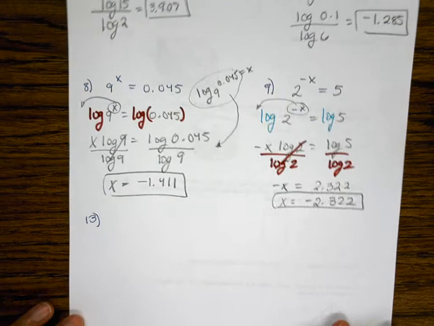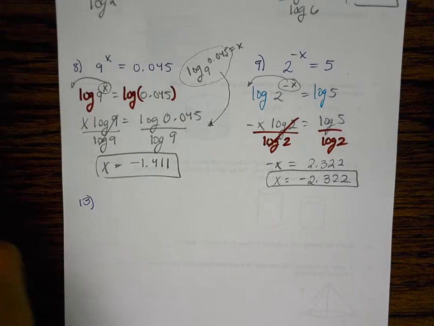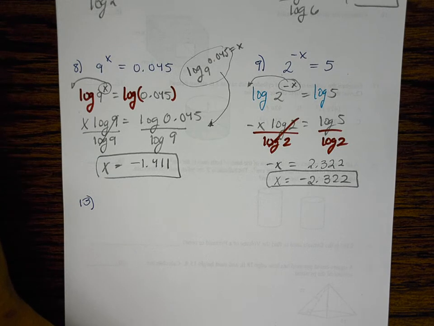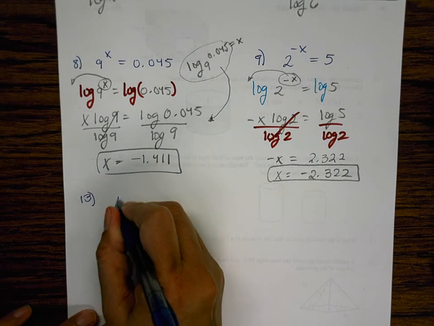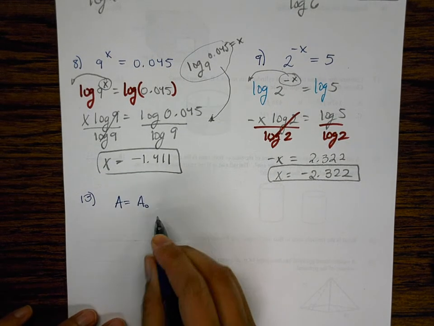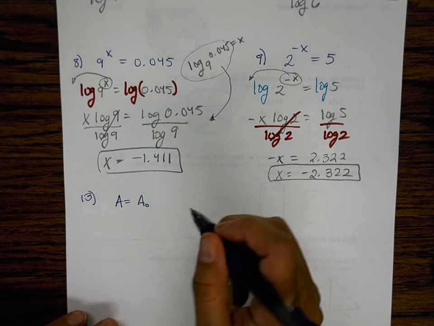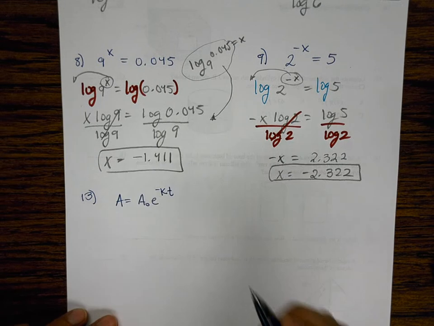Last one, number 13, is a word problem off of the worksheet. It reads, if the half-life of cesium-137 is 30 years, find the constant K for which A equals A naught, E raised to the negative KT, where T is expressed in years. I'm going to write that down. So that was A equals A naught times E to the negative KT. A sub-zero is pronounced A naught.